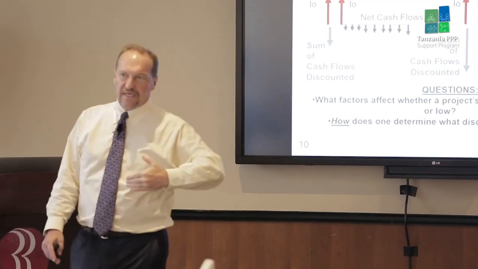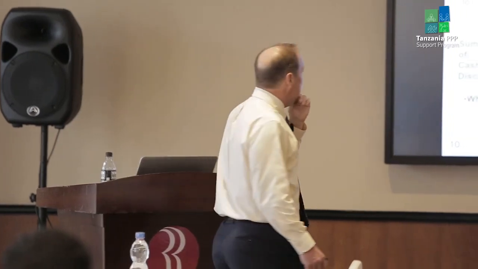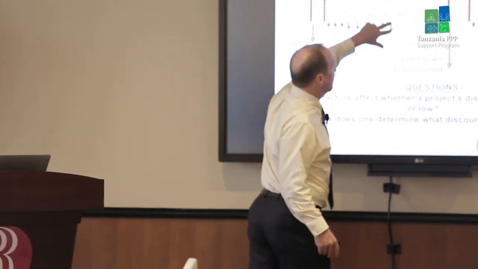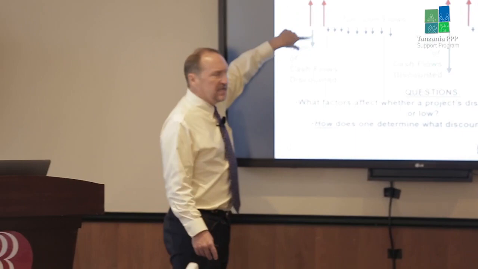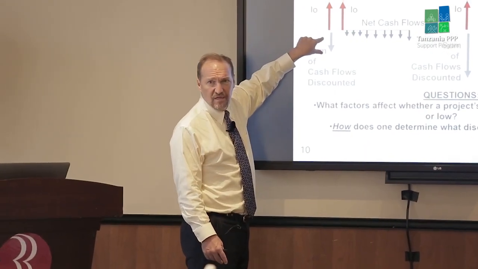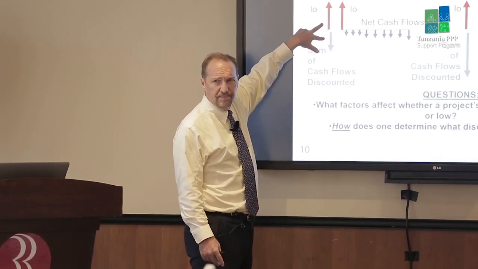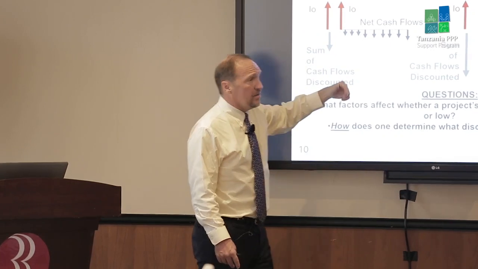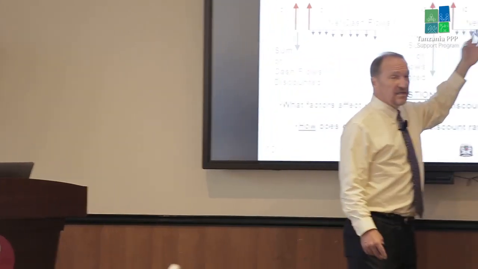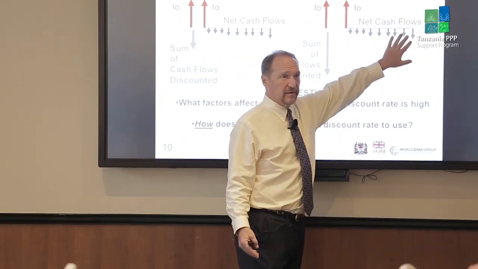what happens to them when I discount them and I bring them back to the present? Do they keep their value or do they lose their value at a high discount rate? Yeah, you'll see that if I use a high discount rate, I bring these back to the present, and this number, the blue arrow, you could say looks pretty small. Does this project look like it has a positive or negative NPV? Looks negative.